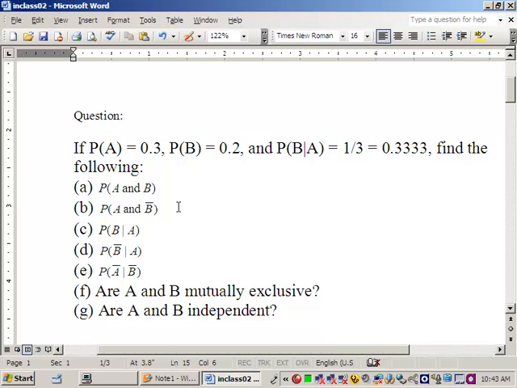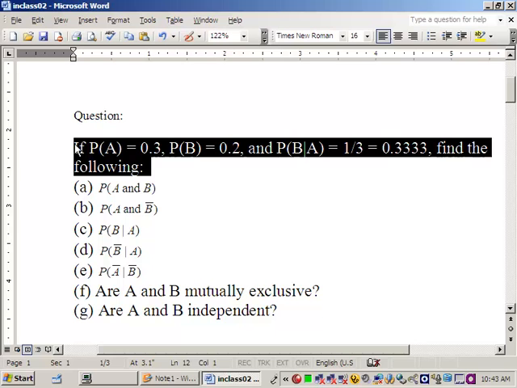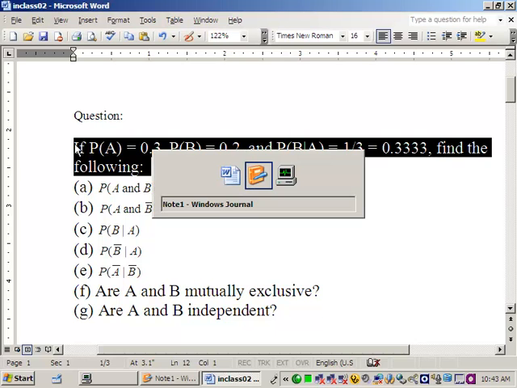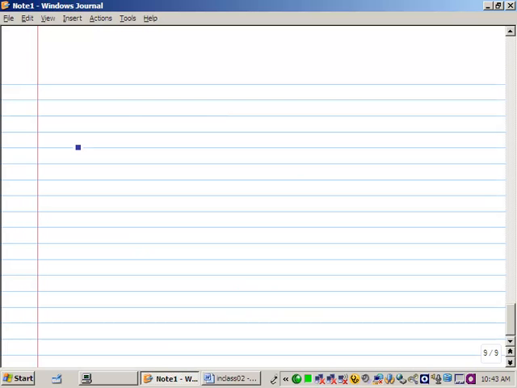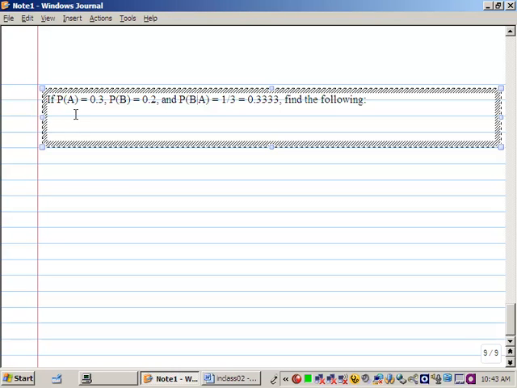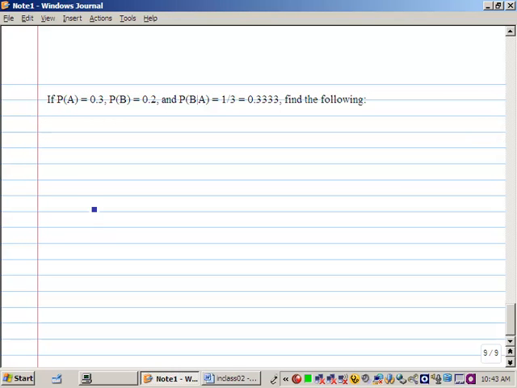Alright, it says if the probability of A is 0.3, probability of B is 0.2, the probability of B given A is 1/3, find the following. Okay, so before we can find those following, in a sense, we need to do a table. So what I'm going to do is to copy that over here so I can see these probabilities. Alright, and I'm going to make my table.